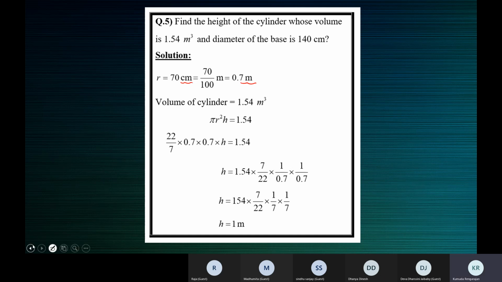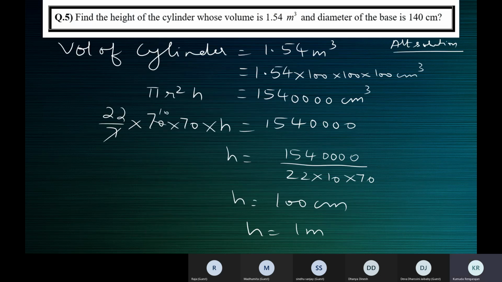So this is about the cylinder. So for the cylinder, radius is 70 centimeters. So 70 centimeters means 70 by 100 meters or 0.7 meters. Or you can take the 7 by 10 also. I'll just work this for you. Let's do it together, children. I'm explaining, I can work it.